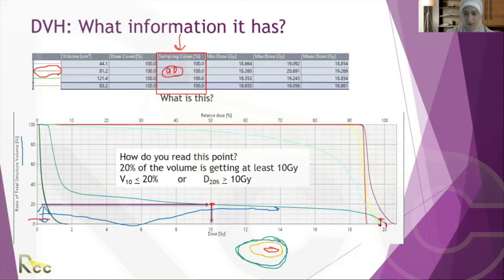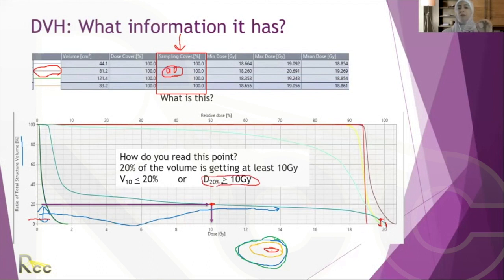So I can say 5% of this volume is getting at least, it looks like, 19.5 gray. Why 19.5 gray? Because inside this 5% volume, I have a smaller volume, a minimum, with still higher dose, up to 20 gray. So this is why we say dose, and this is how you write it.